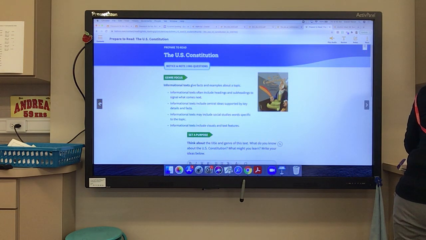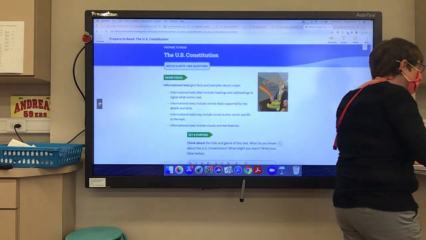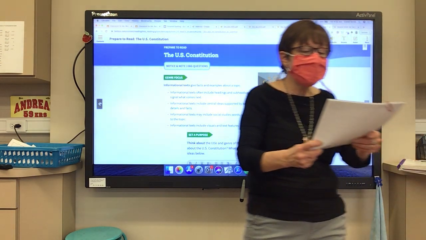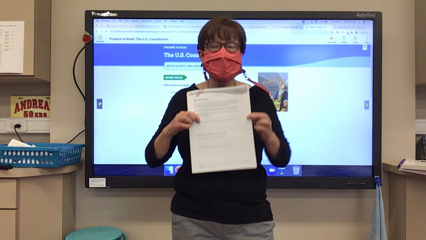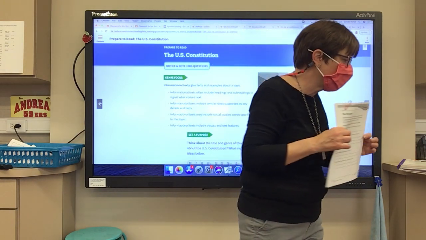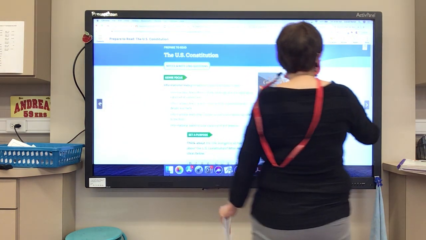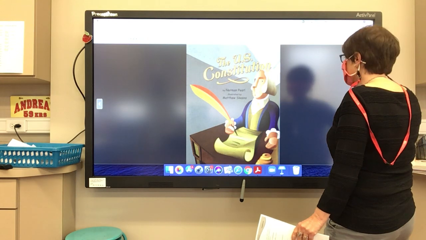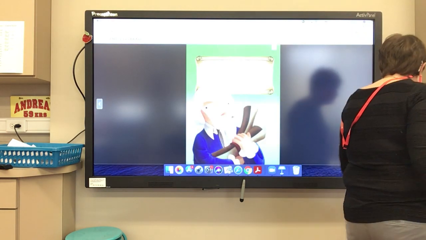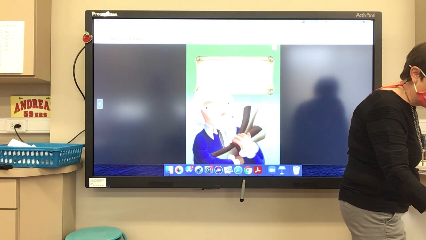So here's what we're going to do. We want to look at pages 233 and 234. Those are the pages we're going to be very specific on today. So let's find 233 and 234.